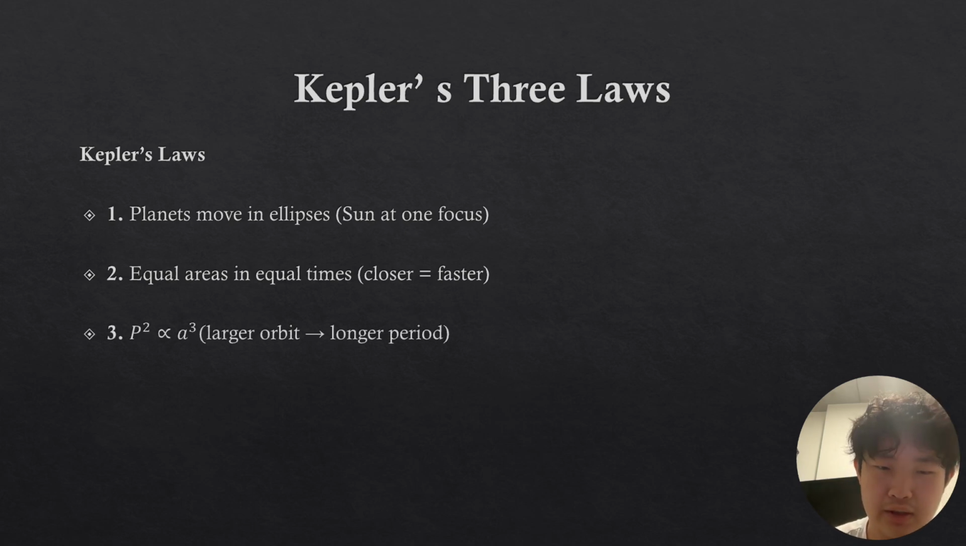Kepler's third law tells us that the square of the orbital period is proportional to the cube of the orbital distance, so larger orbits naturally have much longer periods.